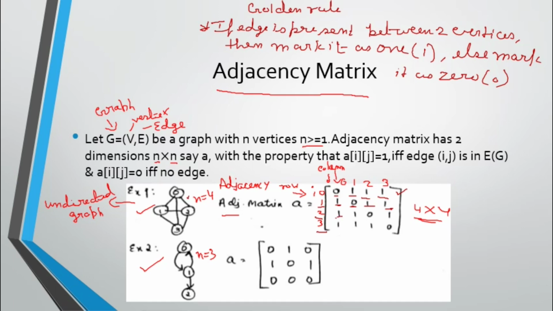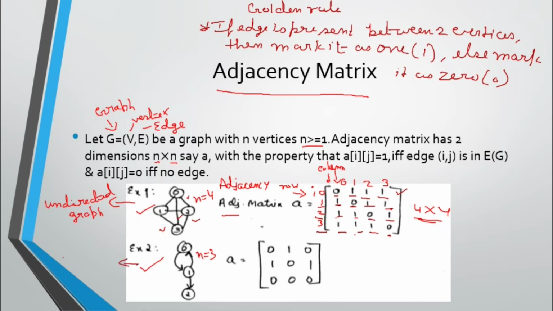So 1, then similarly the second to first vertex, that is 2 to 1, also we have an edge, so 1. Then 2 to 2 we don't have an edge, so 0, then 2 to 3 we have an edge, so 1. Similarly 3 to 0 we have an edge, and 3 to 1 also we have an edge, 3 to 2 also we have an edge. 3 to 3 we don't have an edge. So that is how we represent this graph.